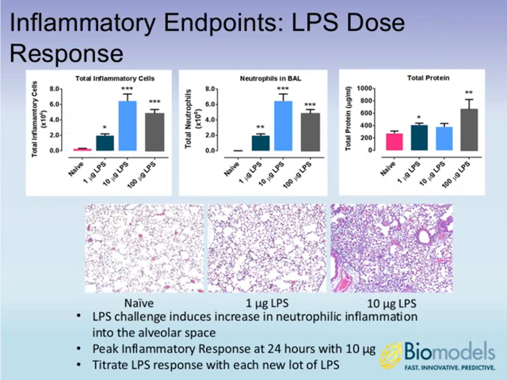of LPS delivered intranasally, we see a dose-response increase in total inflammatory cells. Very, very highly significant increase here. Again, this is primarily neutrophilic inflammation, and we do see some increase in total protein. Now, when we increase up to 100 micrograms of LPS, we see a little bit of a decline. This is actually in total cell counts. This is pretty well established in the literature, but we still see a significant increase in total protein.